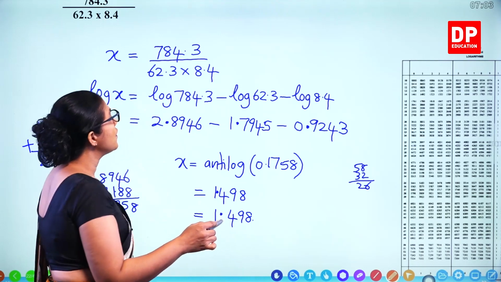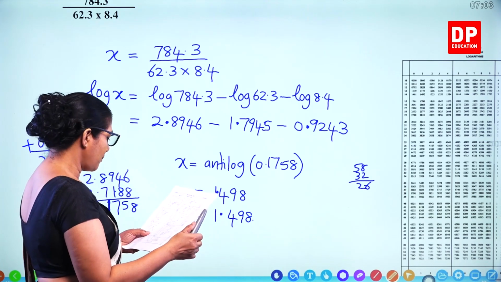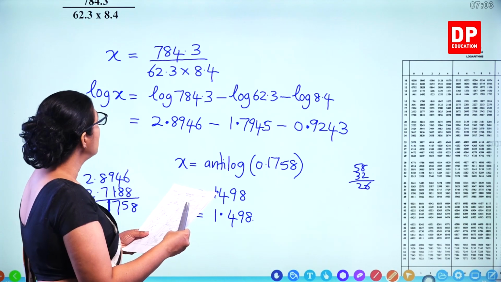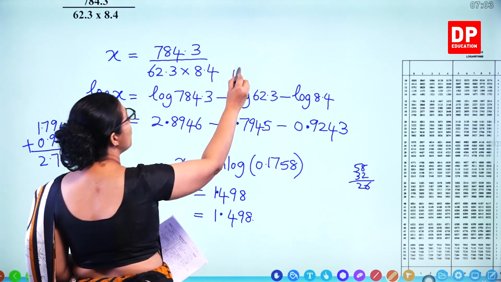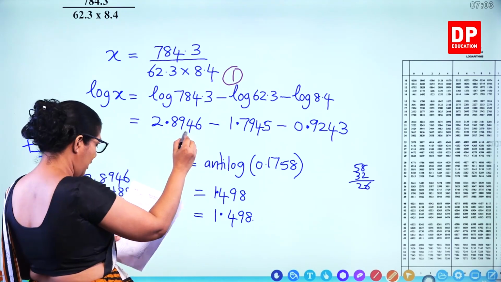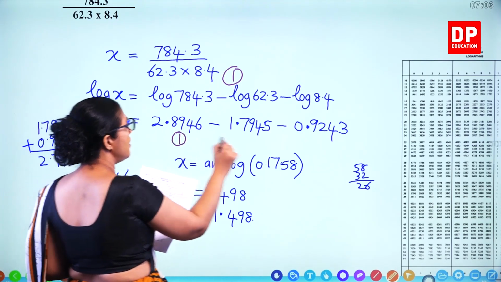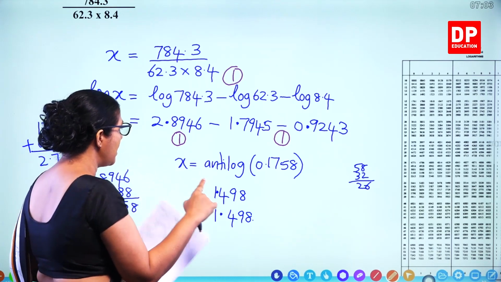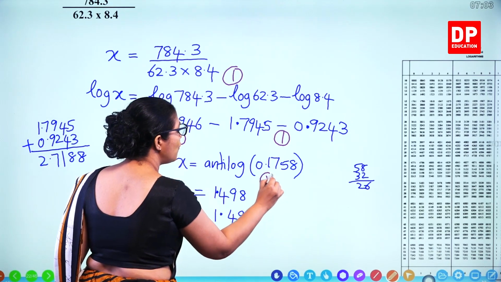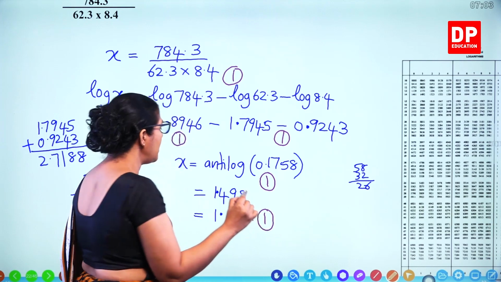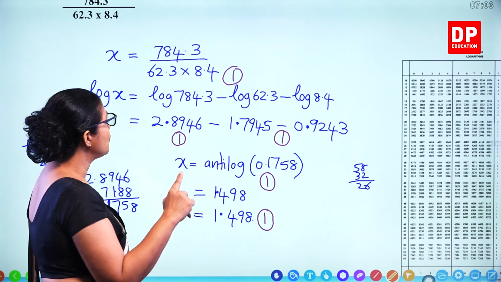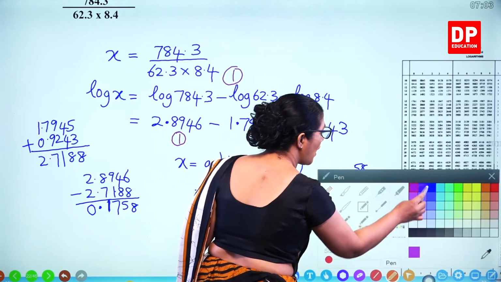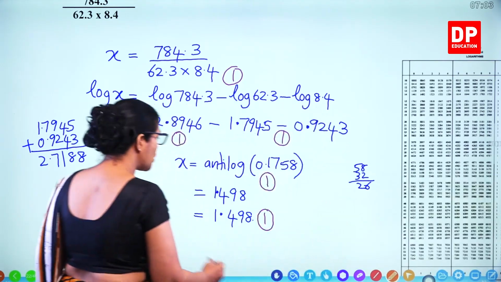So how many marks for this one? You are getting 5 marks. Taking log, 1 mark. And the values, we'll give 2 marks for that. So 3, taking the anti-log value 4 and the final answer 5. 1, 2, 3, 4, 5 marks for that. So earlier we gave 5 and this 5, 10 marks for the whole question.